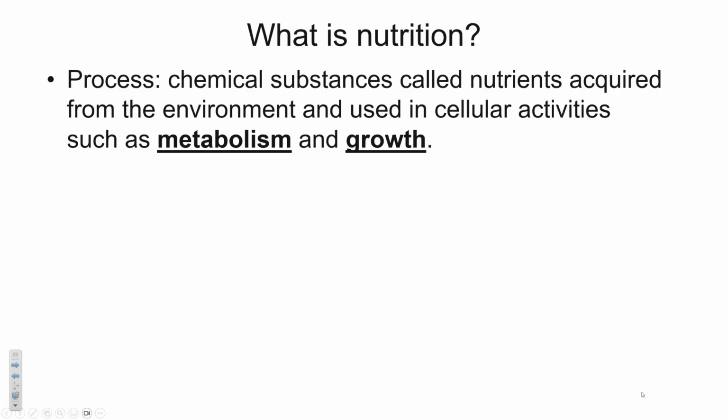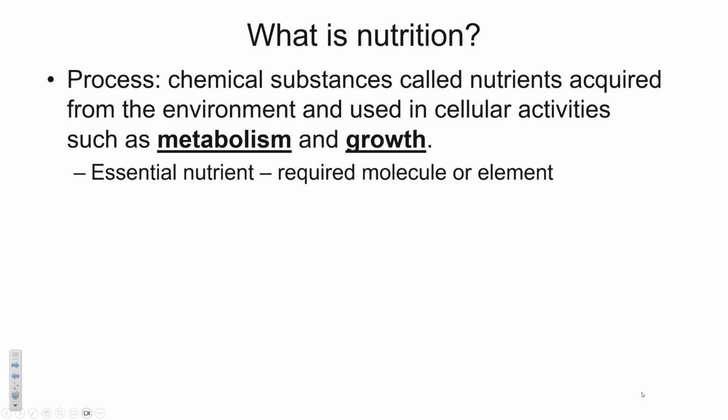So we're talking about microbial nutrition. So the question here is, what is nutrition? Ultimately, a process where chemical substances are acquired and used in cellular activities. And these would include things like metabolism and growth. Now, as far as nutrients are concerned, you're going to have a couple different terms here. Essential nutrient is one that's required.